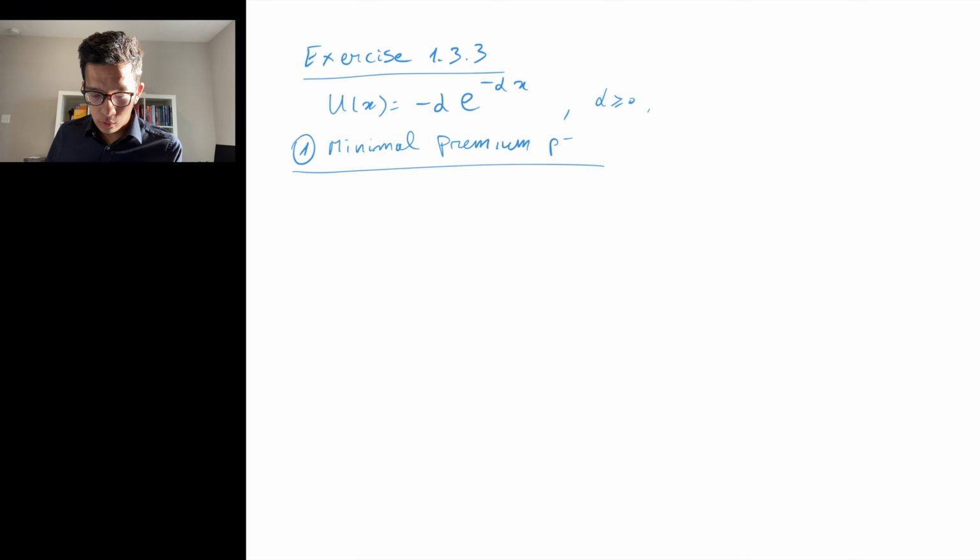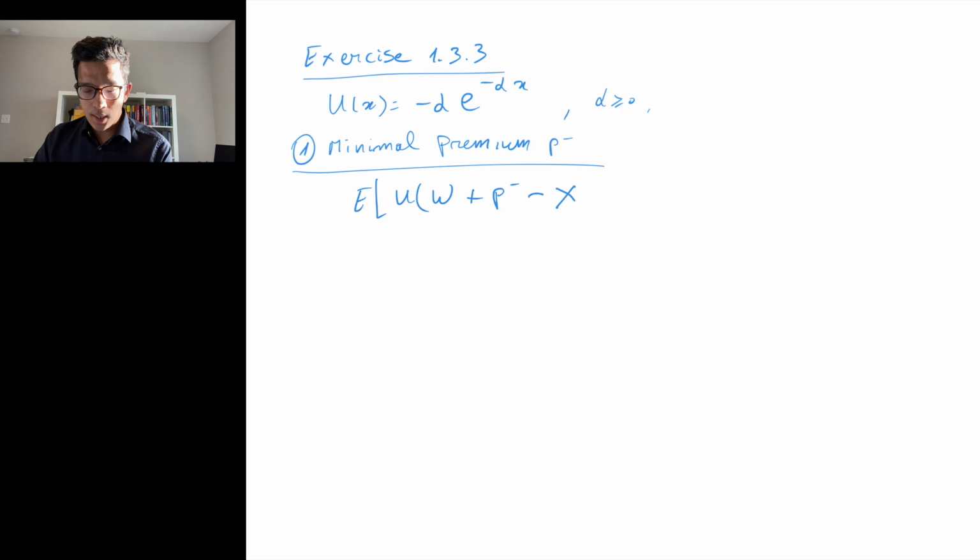In exercise 1.3.3, we look for the minimal and the maximal premium when the utility function is given by this exponential utility. So we start with the minimal premium P minus, which is the premium the insurance company wants to receive in exchange for insuring the risk X. So in case the insurance company insures the risk, the expected utility is given by the utility applied in W, the initial wealth of the insurance company, plus P minus, because the insurance company receives the premium, minus X, because the insurance company is paying for the risk X.